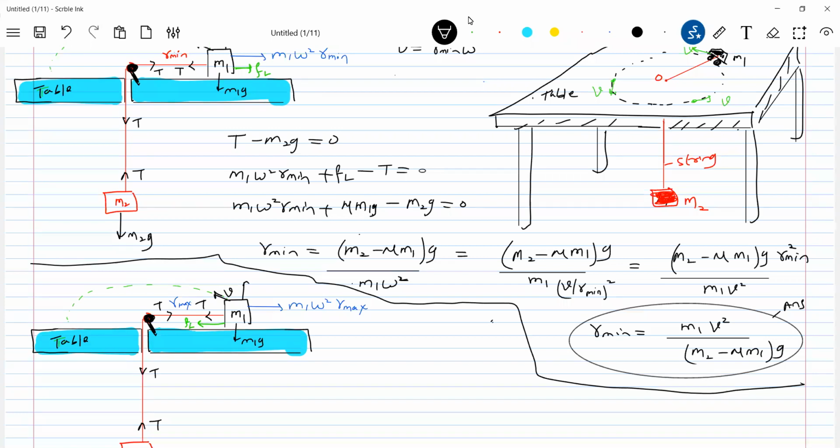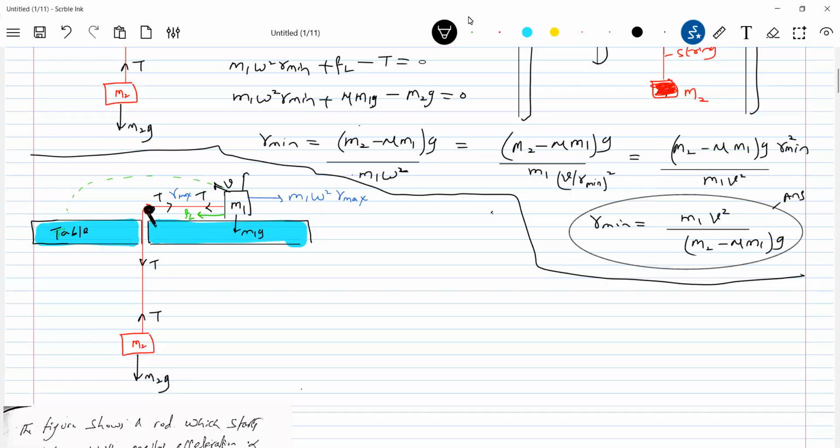Now you write the equation again, check now. So what is the basic condition here? So let me proceed like this. So equating again, T minus M2G. So there's a situation, then equate here, M1 omega square R max. Here only we'll write omega, it'll be better. Is equal to minus T minus FL equal to 0.